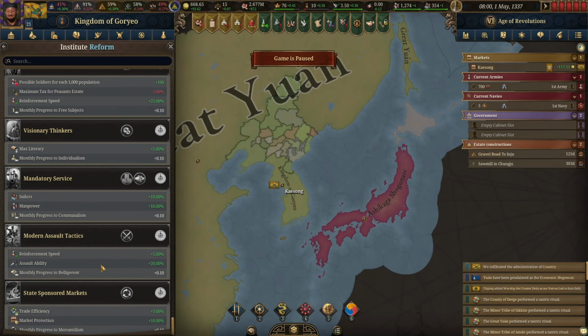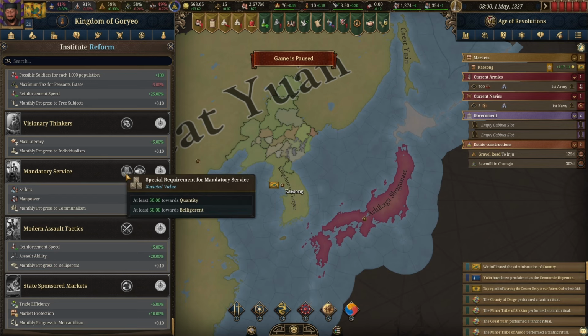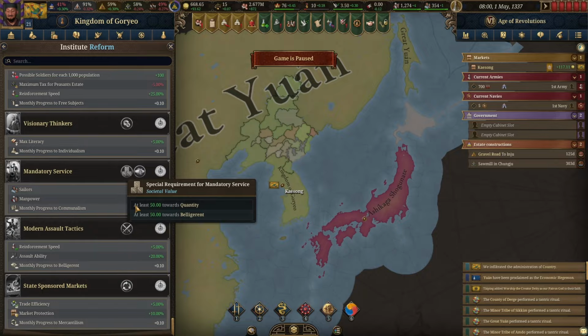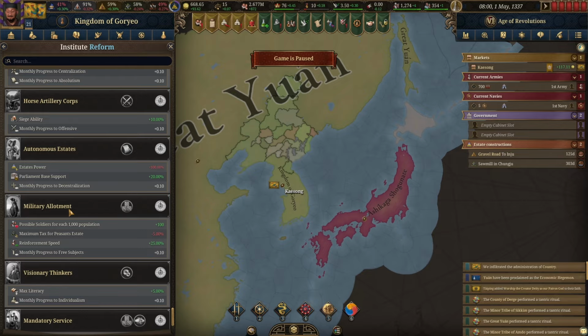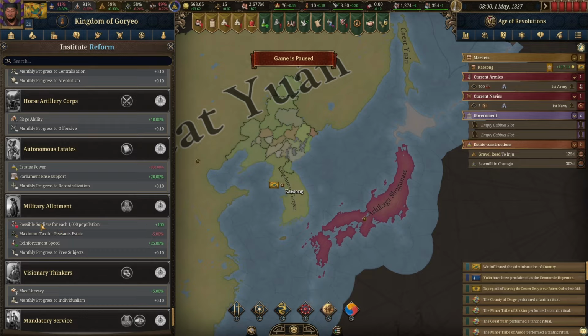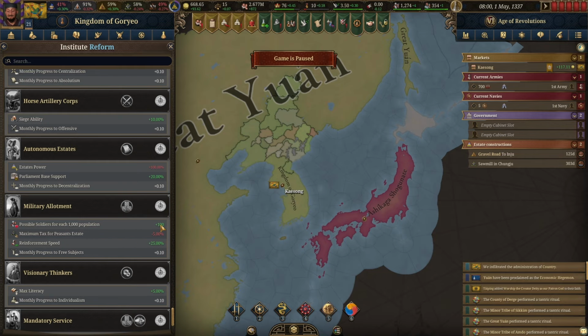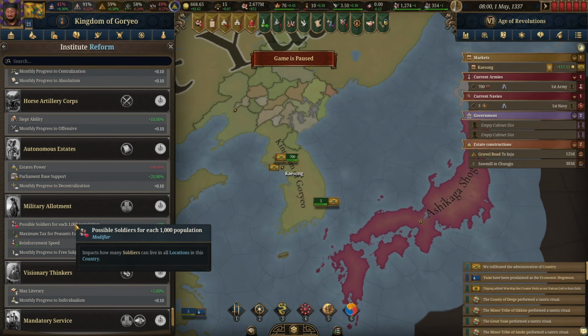When it comes to reforms, quality has 1 and quantity has 2. We'll start with the quantity one because we already mentioned this mandatory service, so I won't dwell on it too long, but it requires 50 quantity. Then we have this military allotment. This becomes available in the Age of Absolutism and gives you possible soldiers for each 1,000 population plus 100. So for every 1,000 pops in a location, you'll gain 100 potential soldiers.